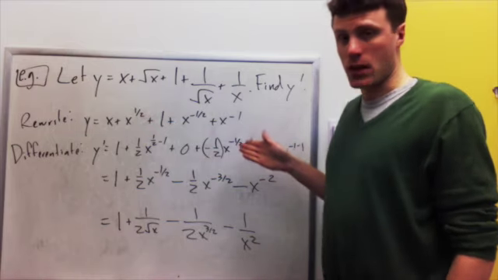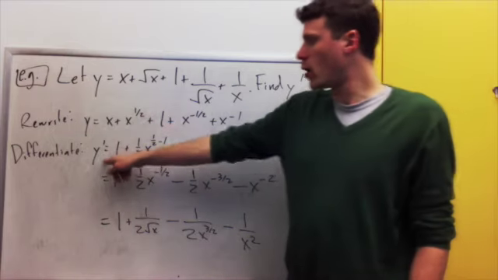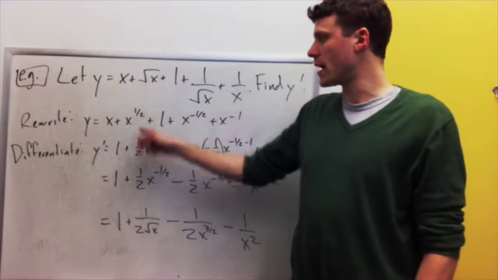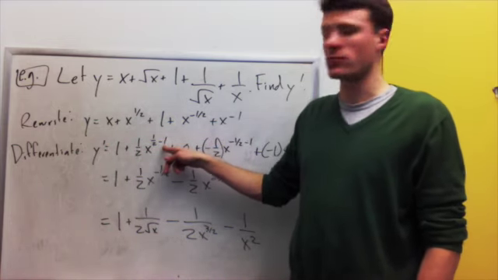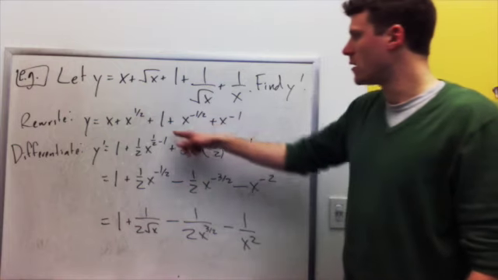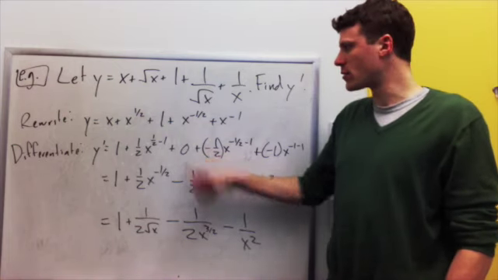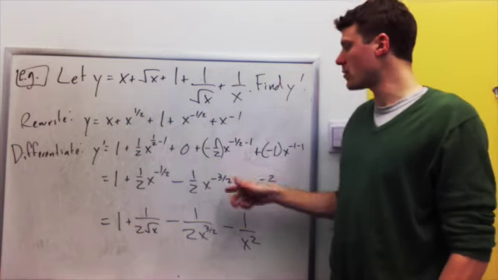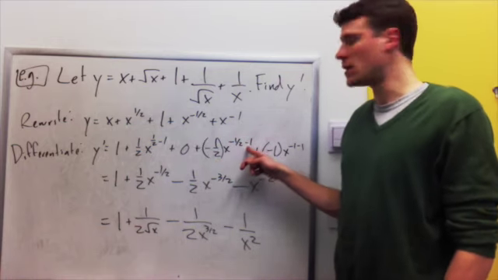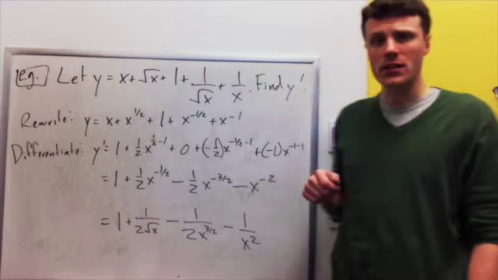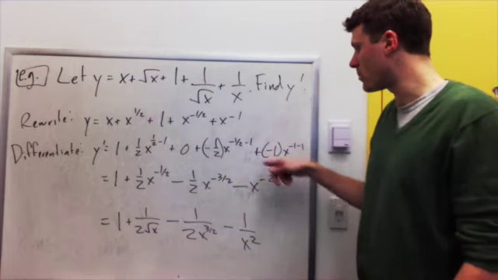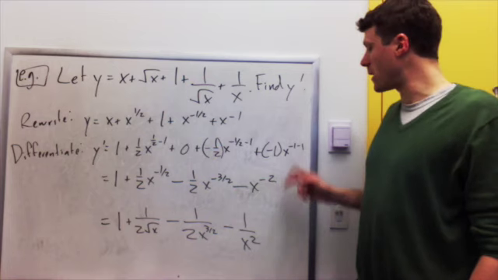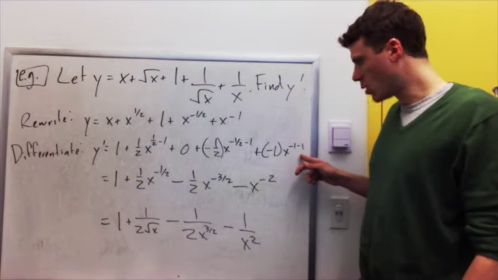And this is all just the power rule, more or less. So y prime is the derivative of x, which is 1. The derivative of x to the 1/2 is, I bring down the 1/2 and then I write the power 1/2 minus 1. The derivative of 1, which is constant, is 0. The derivative of x to the minus 1/2 is, I bring down the minus 1/2. Then I reduce the power by 1, negative 1/2 minus 1. And finally, the derivative of x to the minus 1 is, I bring down the negative 1, and I change the power to minus 1 minus 1.